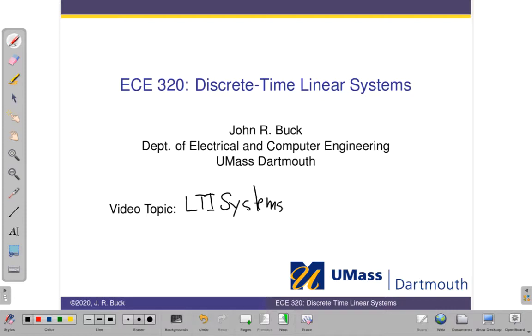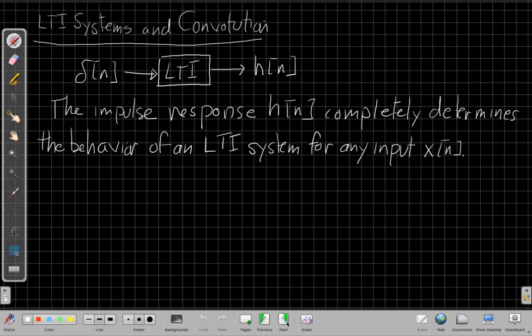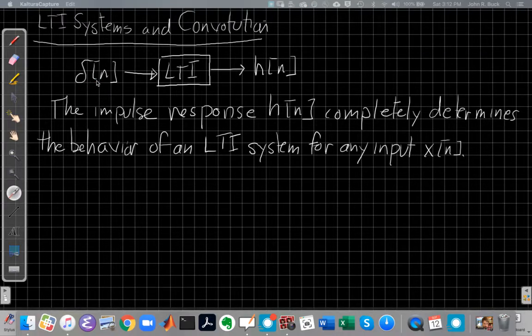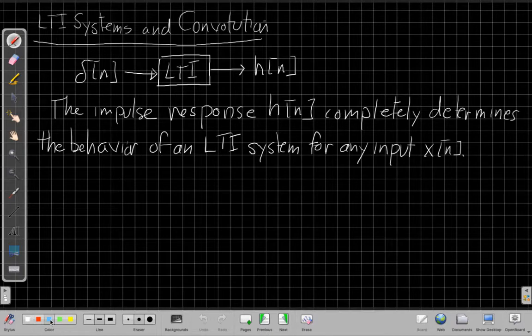Switching over to the whiteboard here. A very important idea is that if I have a system which is both linear and time invariant, which is what we abbreviate as LTI, and I know how the system responds just to this one special input, that is the unit step, or I'm sorry, the unit impulse, I know the output of that, h of n, which is called the impulse response.